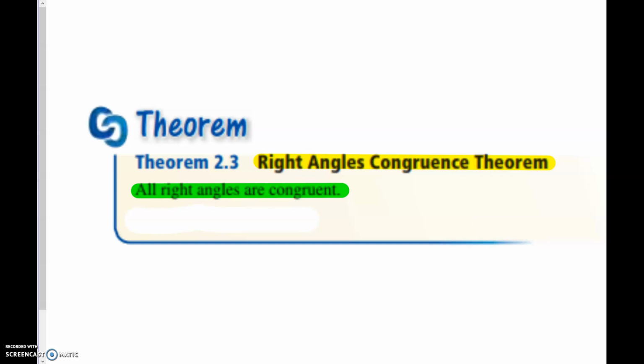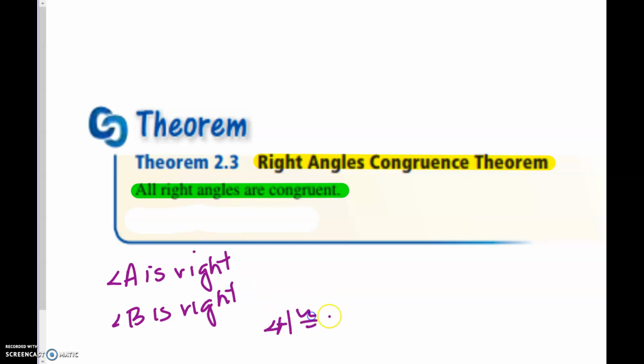All right, so one of the first theorems that we have in today's new material is the right angle congruence. Basically, the right angle congruence just says all right angles are congruent. So if I tell you angle A is right, and then I tell you angle B is right, we can now make the conclusion that angle A is congruent to angle B. And why can we say that?